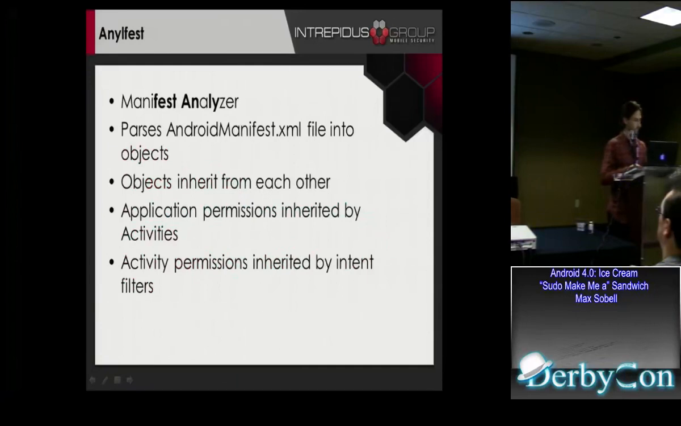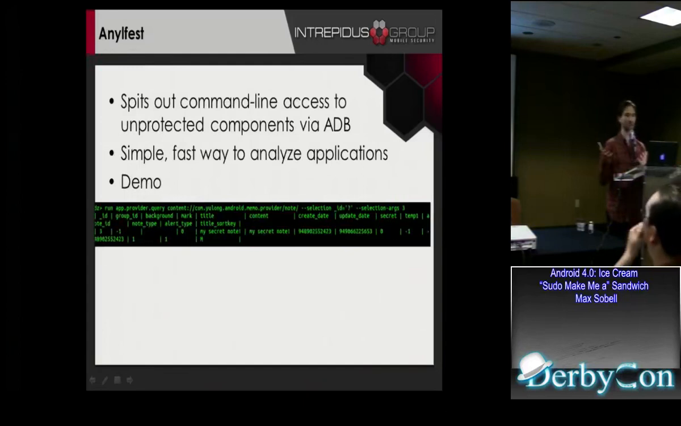Okay, so because all that stuff is so complicated, I made a tool. And the tool is a manifest analyzer, and we affectionately call it Analfest. A coworker came up with it, and I can't get it out of my head. So it parses the Android manifest.xml file into objects just like you would for standard XML parsing. But then those objects can inherit from each other, right? Because if you look at an Android manifest file, it maybe goes like 5 elements deep. So you want to have permissions inheriting from all of the parent objects. And what it'll do is just kind of spit out unprotected components.